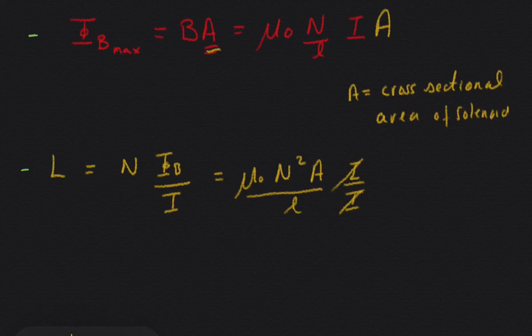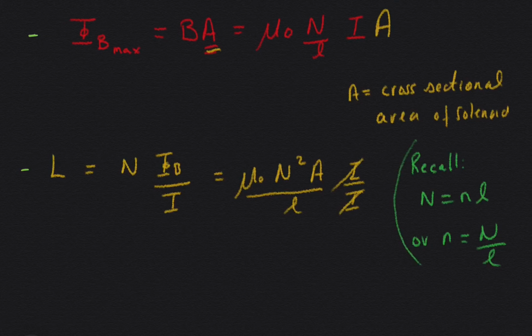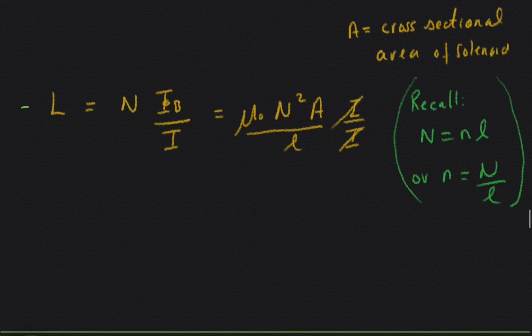And here I'll write again the turns per unit length. So here we recall again that we have uppercase N is lowercase n times L, or lowercase n is equal to uppercase N over L. Okay, number of turns per unit length. Okay, I'll write it again so we can have it all on screen.